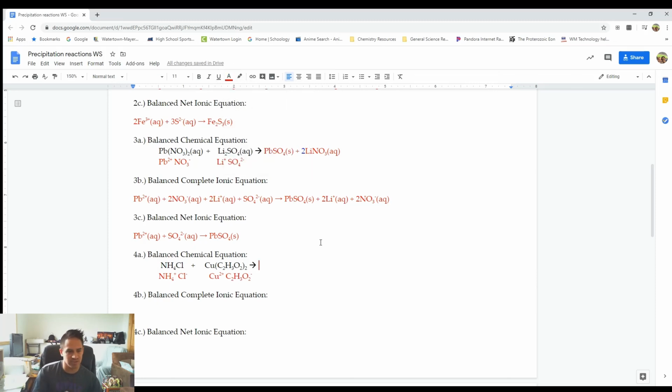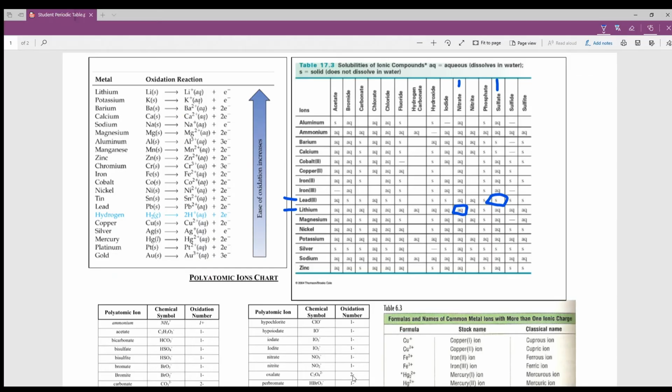So double replacement, we're going to have the NH4. Why does it keep changing my font? Stop it. We're going to have NH4 bonded with C2H3O2. Okay, so there's one product. That's our ammonium acetate. And then the copper 2 is going to be bonded with the chloride. So it's going to look like this. All right, so now that we have our 2 products, let's go check to see if either of them will be a solid. Because if not, then this reaction is not going to happen.